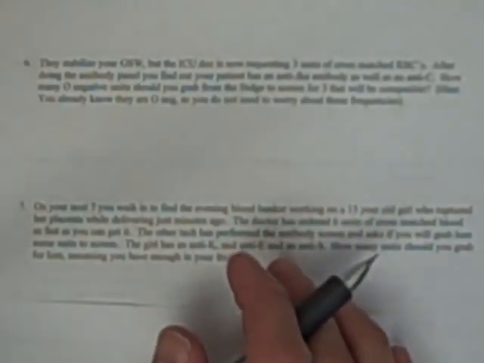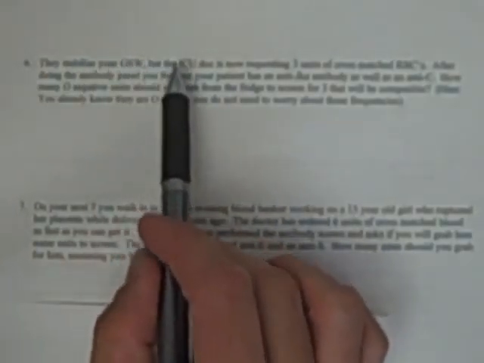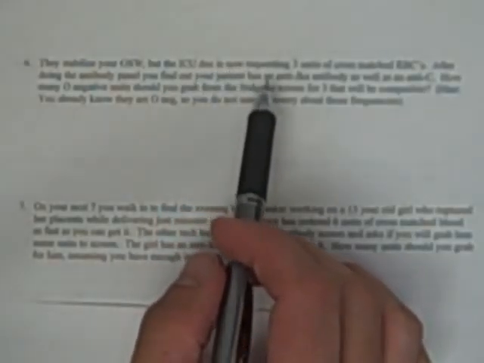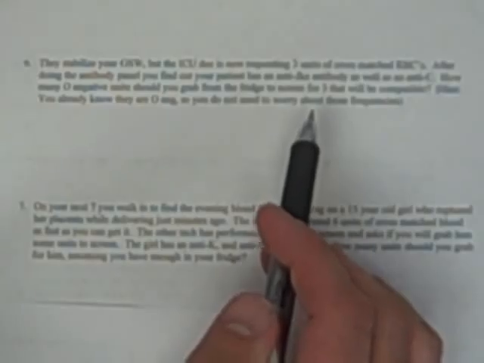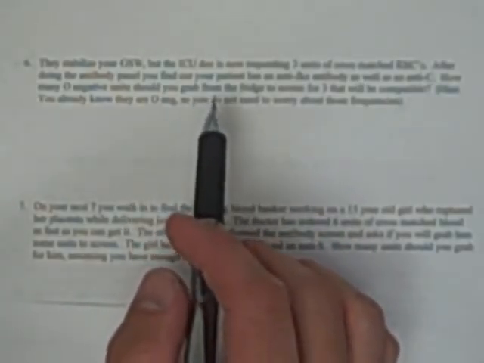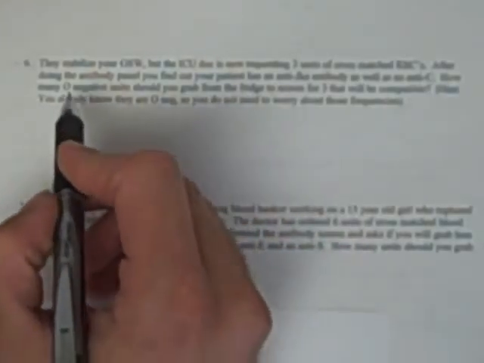Alright, so this is Blood Bank Help Part 2. So we're going to look at question number 6 from your Unit 2, Section 5 homework. And the question says, they stabilized your gunshot wound, but the ICU doctor is now requesting 3 units of cross-match red blood cells. After doing the antibody panel, you find out that your patient has, and I always like to start off with what do I know.